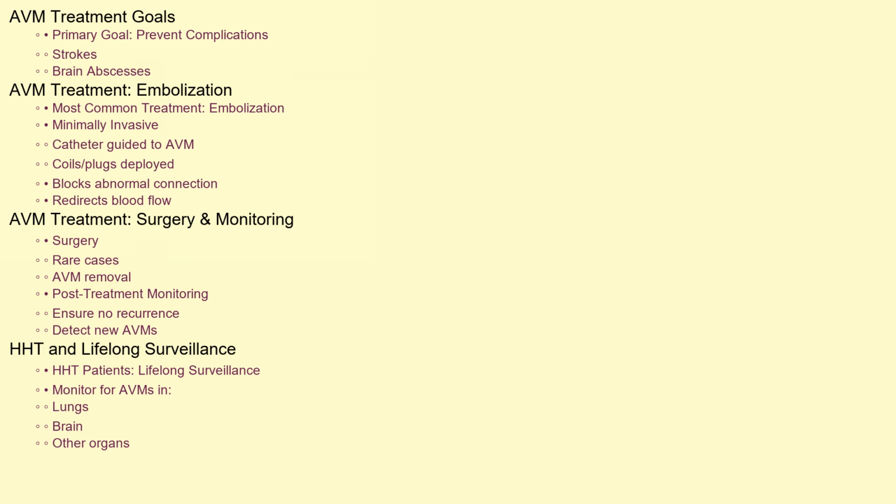The primary goal of treatment is to prevent complications such as strokes and brain abscesses. The most common treatment is embolization, a minimally invasive procedure where a catheter is guided through a blood vessel to the AVM, and coils or plugs are deployed to block the abnormal connection. This redirects blood flow to the normal capillary beds. In rare cases, surgery may be necessary to remove the AVM. Following treatment, regular monitoring is essential to ensure the AVM doesn't recur or new AVMs don't develop. Patients with HHT require lifelong surveillance for AVMs in the lungs, brain, and other organs.